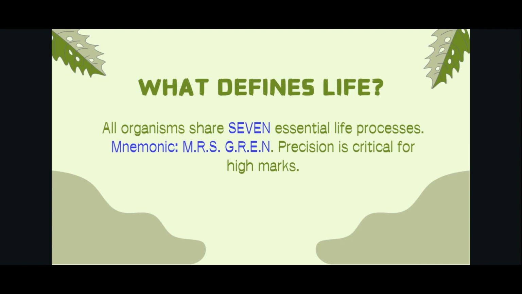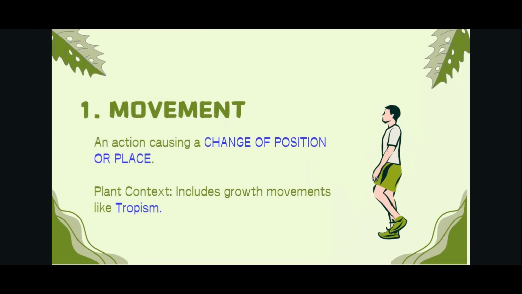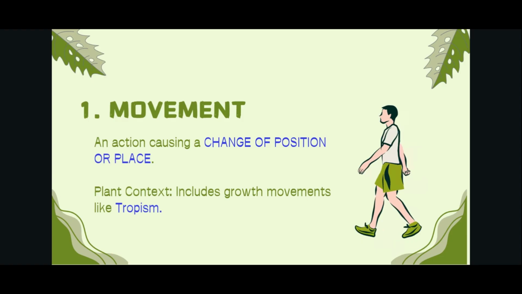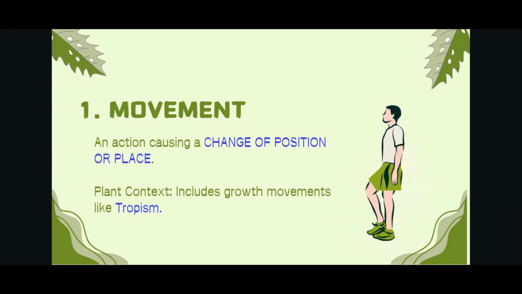This chapter defines life itself, but for the exam, it is a test of precision. The core concept here is the seven characteristics of living organisms, which we remember using the mnemonic MRS GREN. Let's break down each one, focusing on the exact words the Cambridge examiners want to see. Starting with M, which is movement, the official definition is an action by an organism or part of an organism causing a change of position or place.